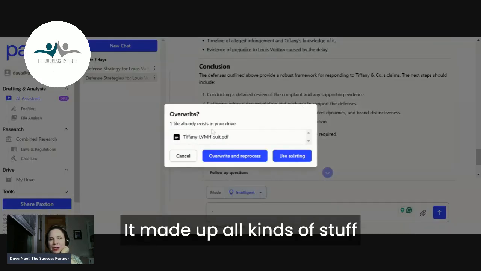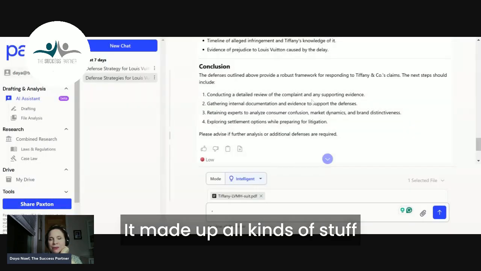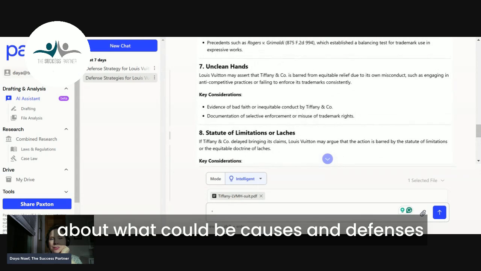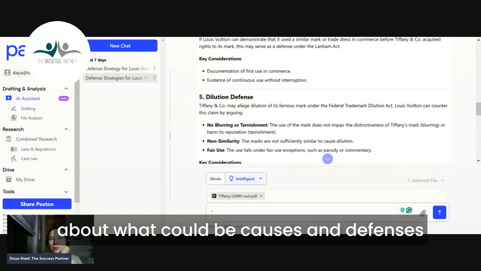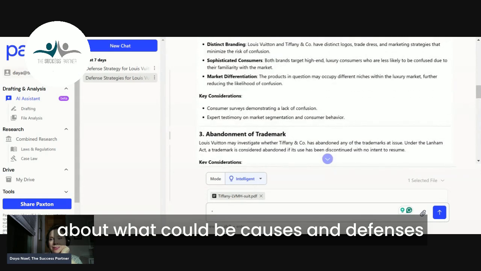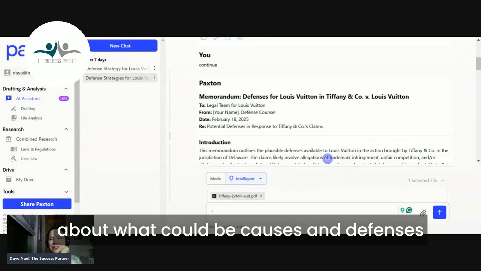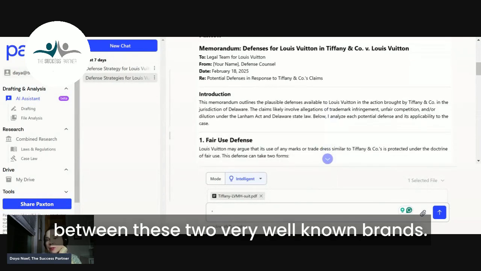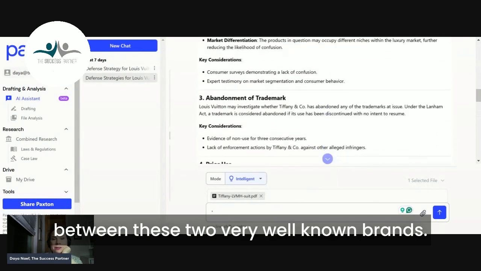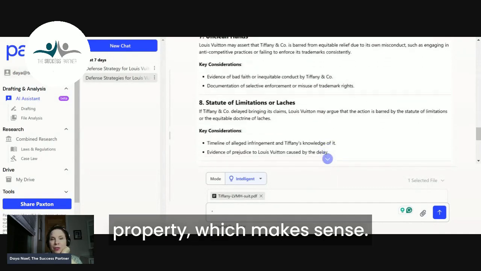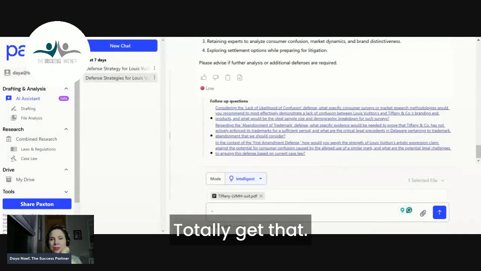So it's interesting. It made up all kinds of stuff about what could be causes and defenses between these two very well-known brands. It went straight for intellectual property, which makes sense. Totally get that.